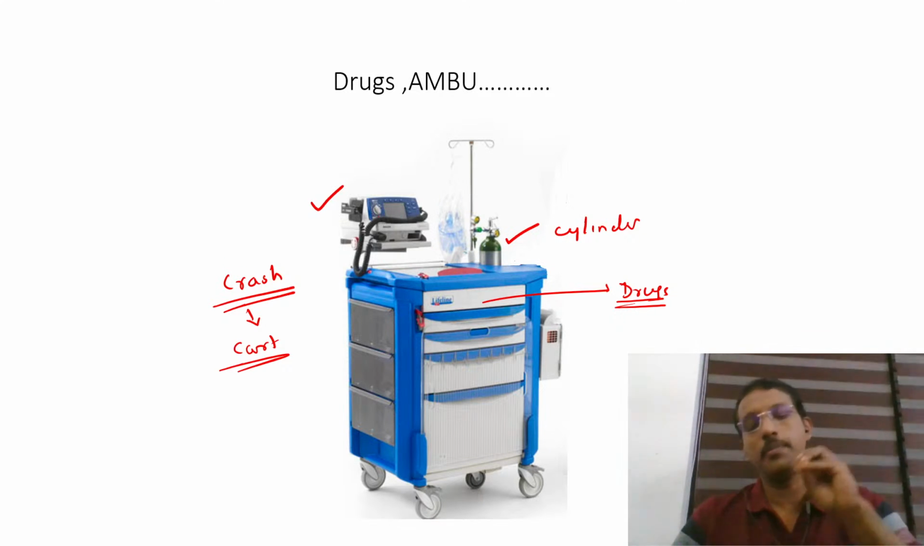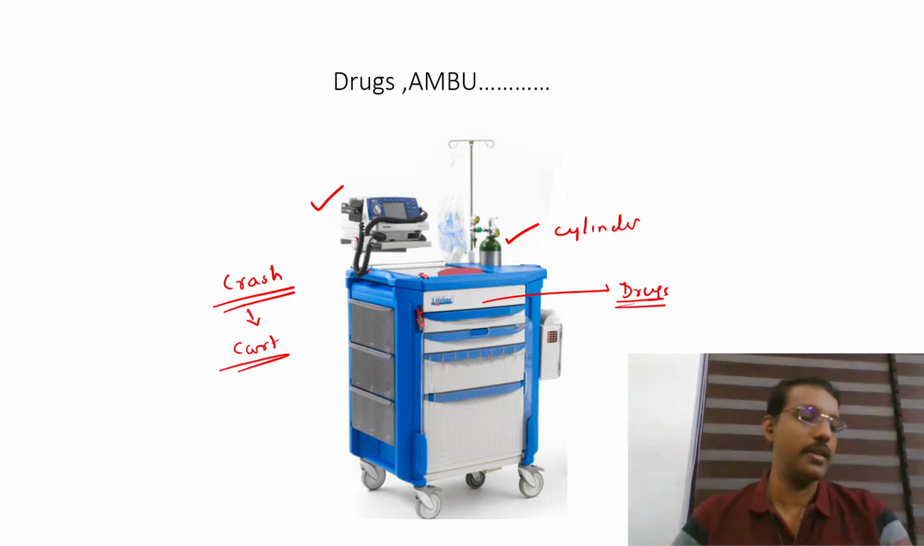The tip will go either into the esophagus or into the trachea. In both ways, you can ventilate through the combi tube. That is why it is called combi tube. It is capable of ventilation both into the trachea as well as into the esophagus.